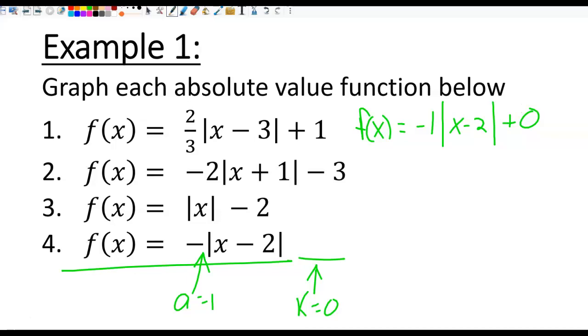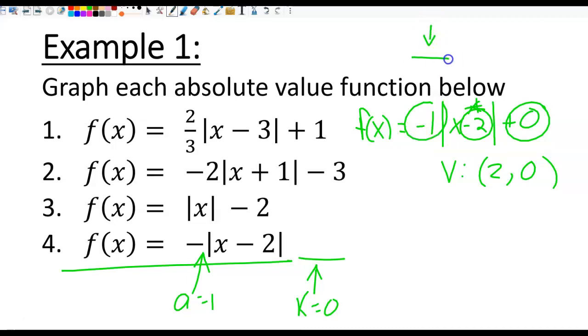Okay. Now that I've done that, I can see what my vertex is. My vertex is this number and this number, but don't forget to use the opposite sign of the 2. It's going to be (2, 0). And my slope is -1, which, don't forget, means we go down when we go left and right. Right? So here we go. (2, 0) is here. I'm going to go down 1 and then left and right 1 because the denominator is also 1. So down 1, right 1, down 1, left 1. And there you go.